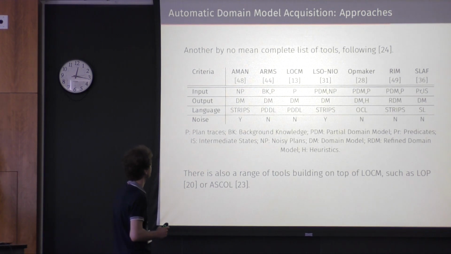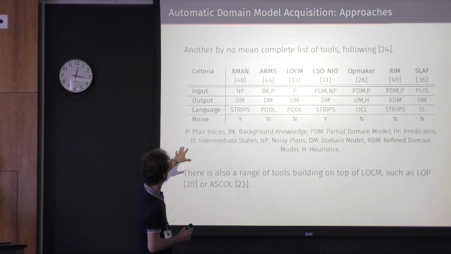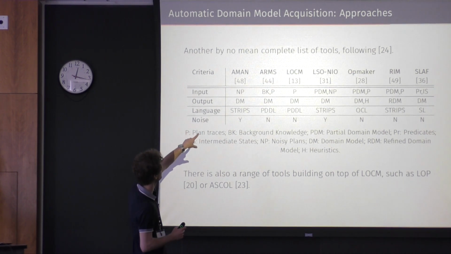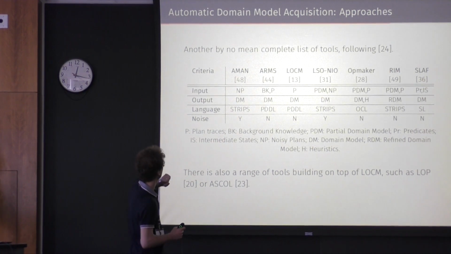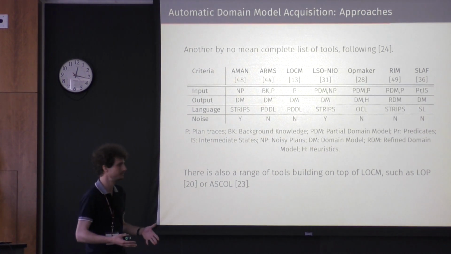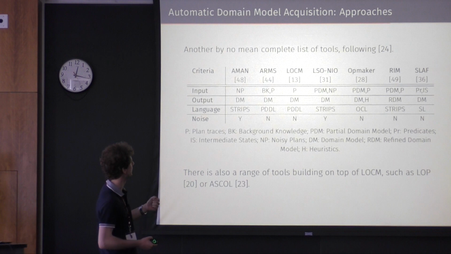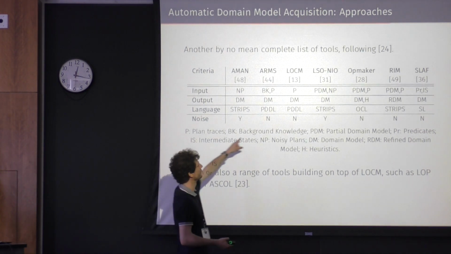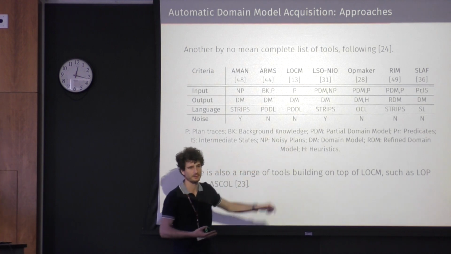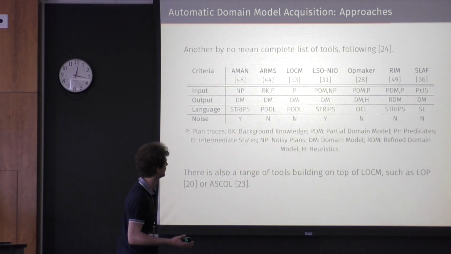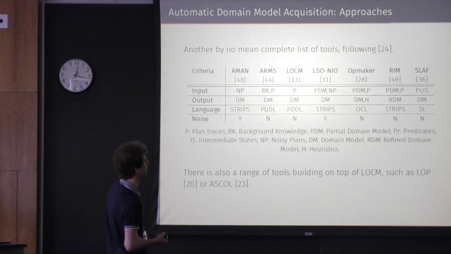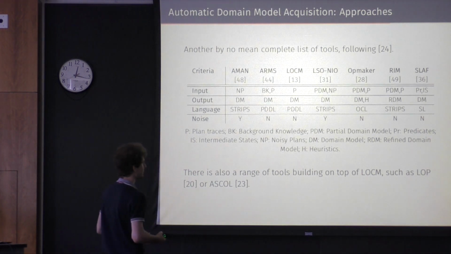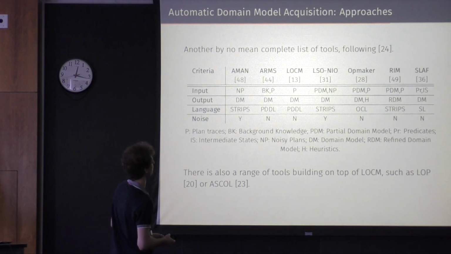So we can see that we have different ways in which the input can be provided. So for instance, LOCM requires only plan traces and is able to return as output a complete domain model in PDDL, but it is not able to handle noise, so it is assumed that the plan traces are valid. While there are other systems like OpMaker, which requires, also OpMaker doesn't deal with noise. Let's say Arman.